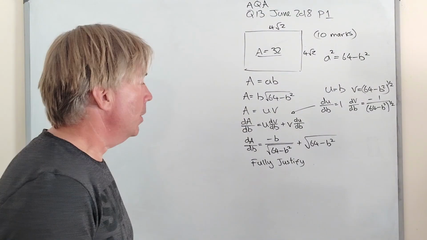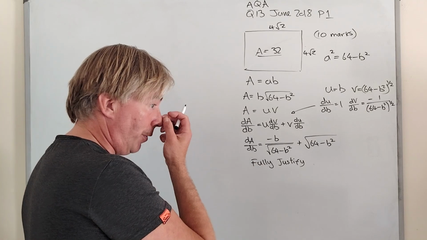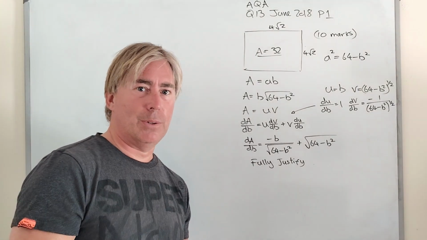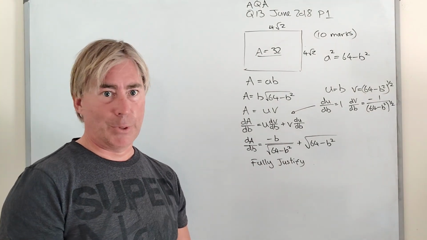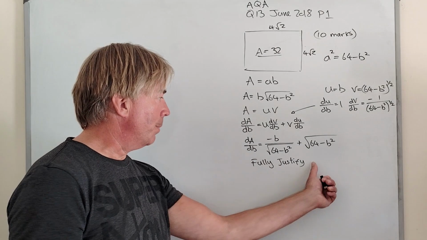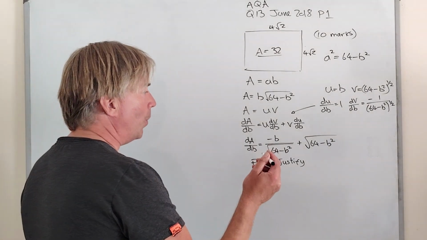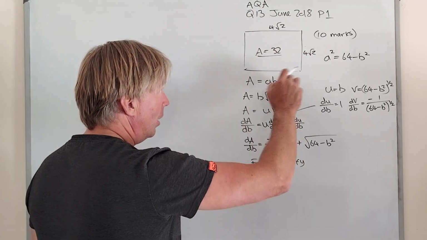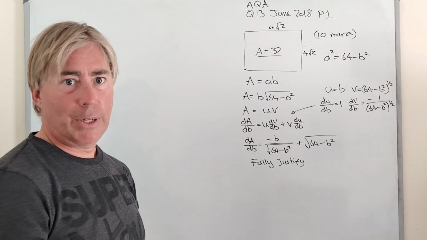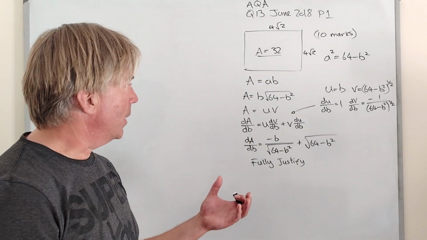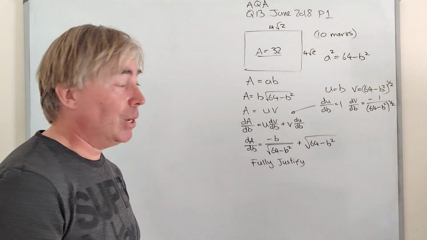The little twist I just mentioned is the phrase "fully justify". That catches a lot of students out, and in fact it says so in the examiner's report that very few students got this mark. So what does it mean? It basically means we found what we think is the maximum area, but we don't know this. We could have actually found a local minimum because we simply set the derivative to 0, which doesn't distinguish.